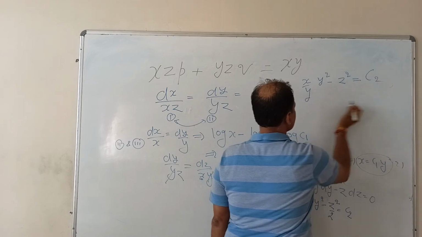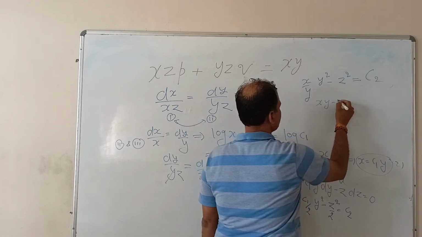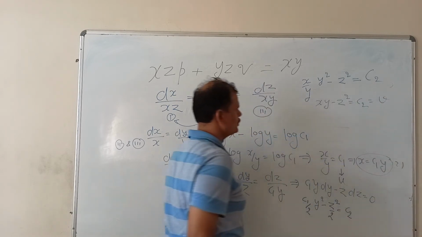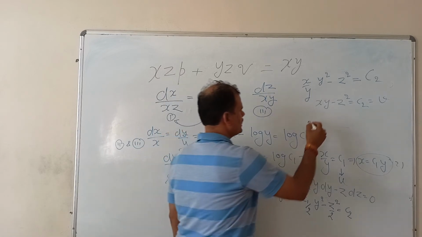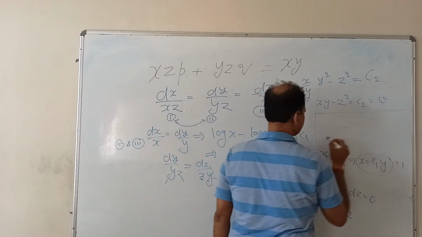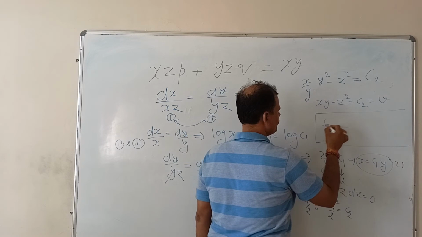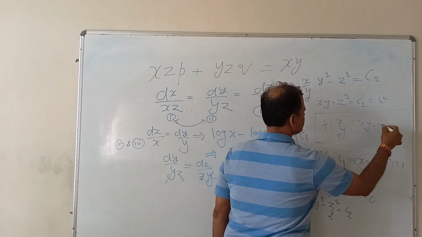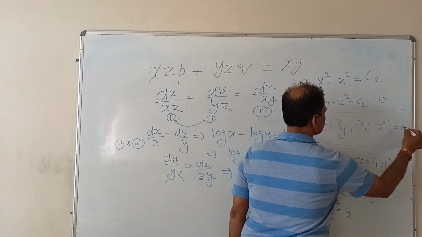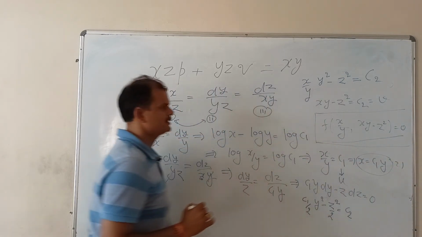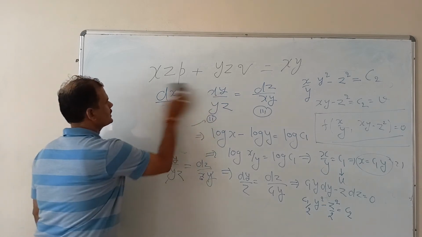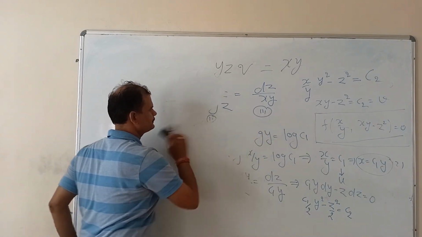So we can have a new constant. So xy minus z square equal to C2. This is your V. So I have got u equal to x by y and v equal to xy minus z square. So your solution is f of u, v, so f of x by y comma xy minus z square equal to 0. So this is your solution of the given PD. Fine. Okay.